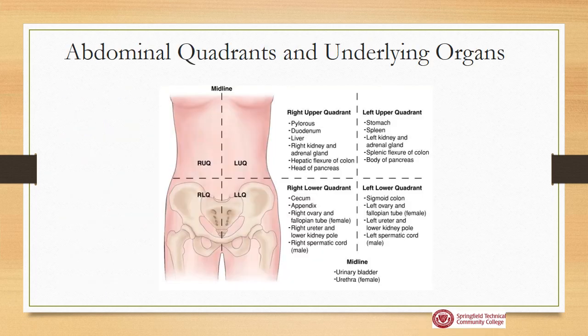This is a nice picture of what organs are beneath the abdominal quadrants and where a patient might have pain if they're having a difficulty with an organ. So that patient in the right upper quadrant, they may be having difficulties with their liver, and that's why they're having pain there.